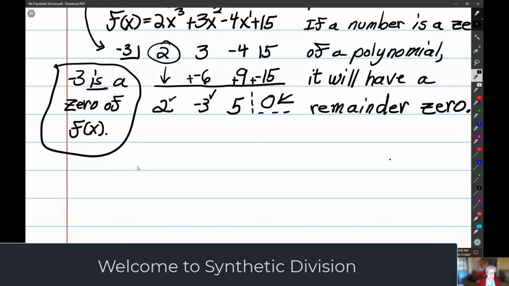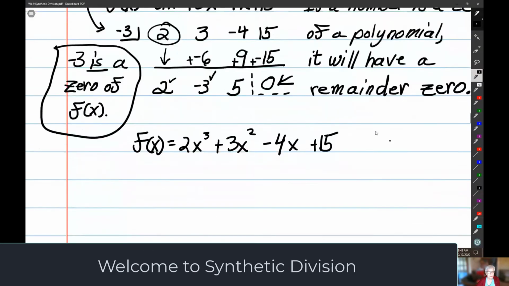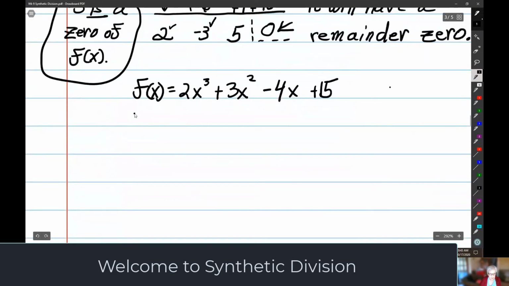Now one more time. f(x) equals 2x to the third plus 3x squared minus 4x plus 15. And our next number is +2. So 2, and then the coefficients 2, 3, -4, and 15.